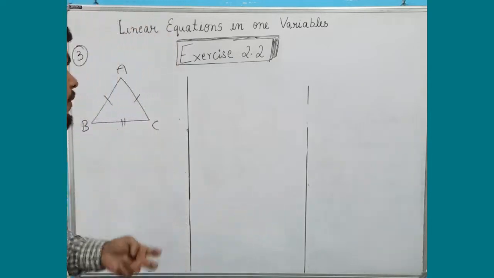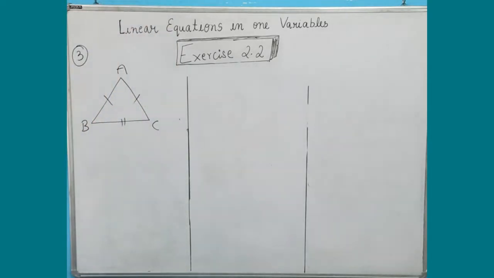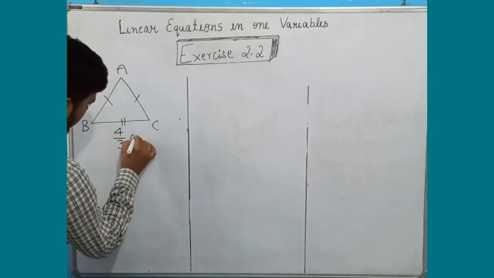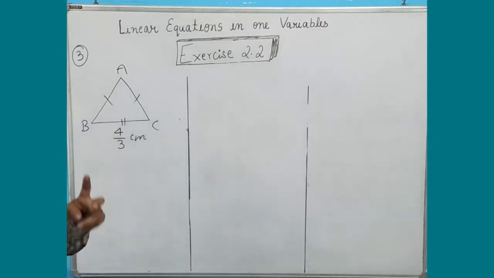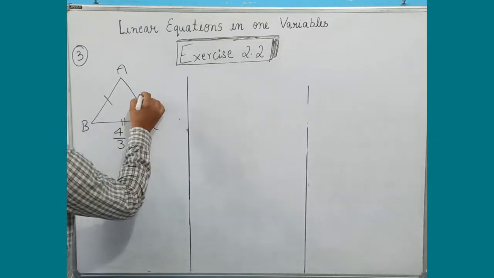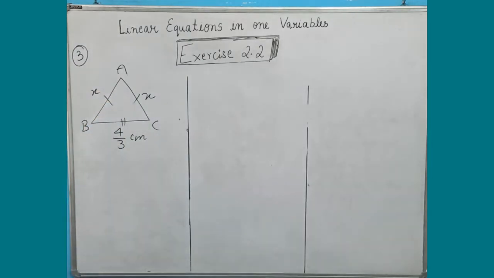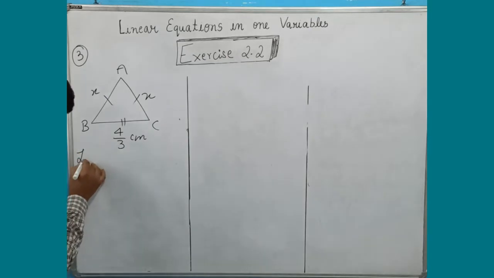So two equal sides of a triangle, this type of triangle is known as the isosceles triangle. So what is given in the question? It is given that the unequal side has a length of 4/3 centimeters. Is it okay? So let us assume that the length of each equal side is x centimeters.